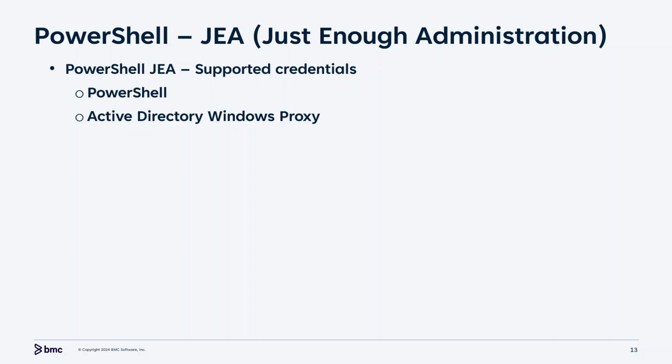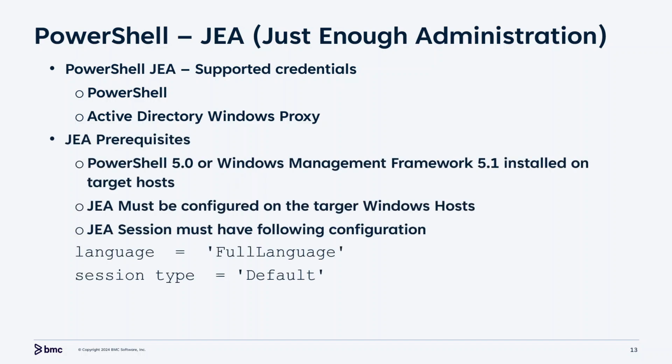Windows JEA enables administrators to permit non-administrator users to execute specific cmdlets and external processes without granting them full administrative privileges. So by using JEA in BMC Discovery, you can discover Windows hosts without providing credentials with full administrator access. JEA is supported for the following credential types: PowerShell and Active Directory Windows proxy.